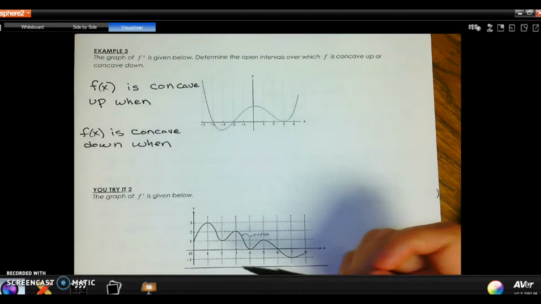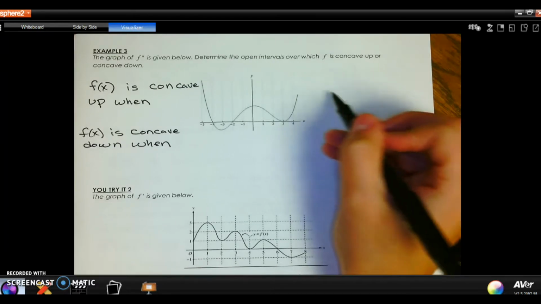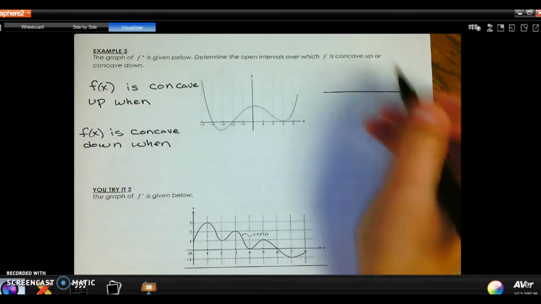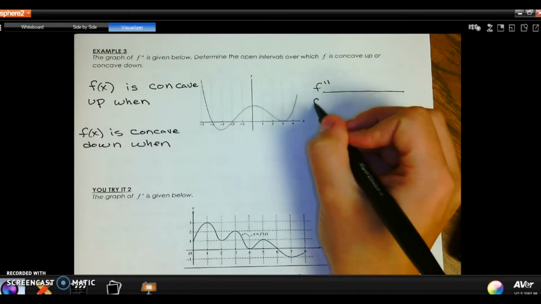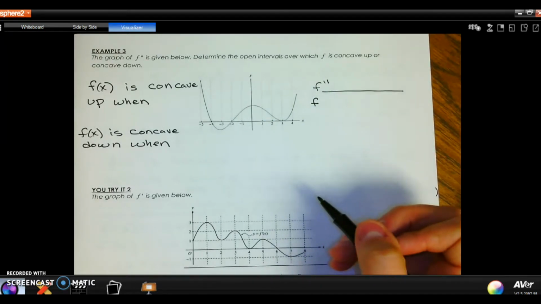So again, I always try to relate these types of things to sign charts. For me, I'm always like, okay, well, my second derivative test, if I want to know information about the original, what I care about is where that second derivative is positive or negative.